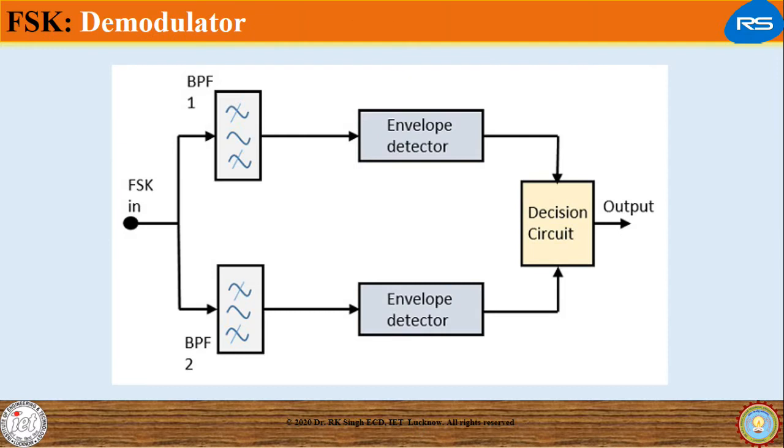Now we will be talking about FSK demodulation. Actually, there are different methods for demodulating a FSK wave. The main methods of FSK detection are asynchronous detection and synchronous detection. The synchronous detector is a coherent one, while asynchronous detector is a non-coherent one.